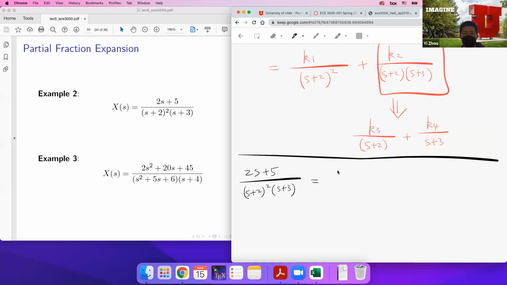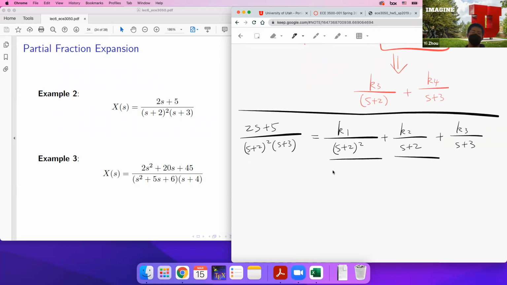So I can propose this fraction can be decomposed into k1 over (s+2)^2 plus k2 over (s+2) plus k3 over (s+3). Here, because the factor s+2 has second order, you need both the second-order and first-order expansion terms. And then you follow the standard steps to evaluate k1, k2, k3.